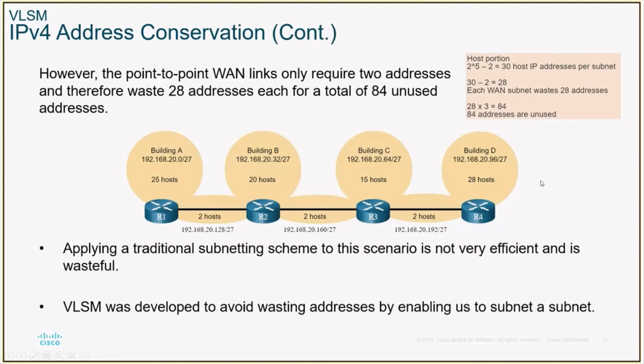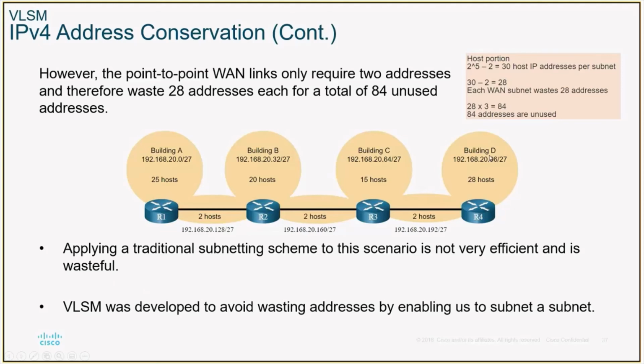Now, however, the point-to-point WAN links only require 2 addresses and therefore waste 28 addresses each for a total of 84 unused addresses. Applying a traditional subnetting scheme to this scenario is not very efficient and is wasteful. VLSM was developed to avoid wasting addresses by enabling us to subnet a subnet. So the calculation here, at least for these subnets, is how many hosts per subnet. And so 2 to the power of 5 minus 2 equals 30. So that's why we're using a 27-bit mask, which means that there's 27 bits of network address and 5 bits left for host number.